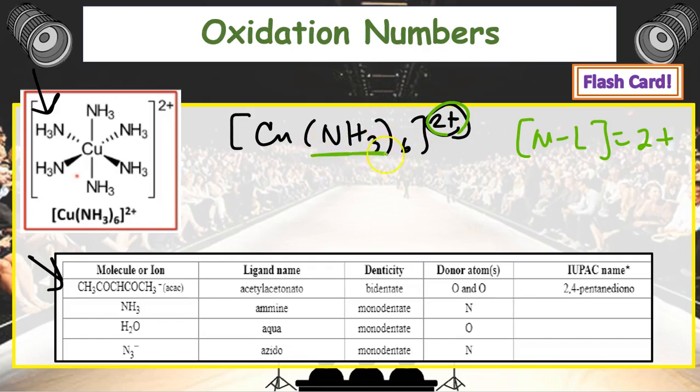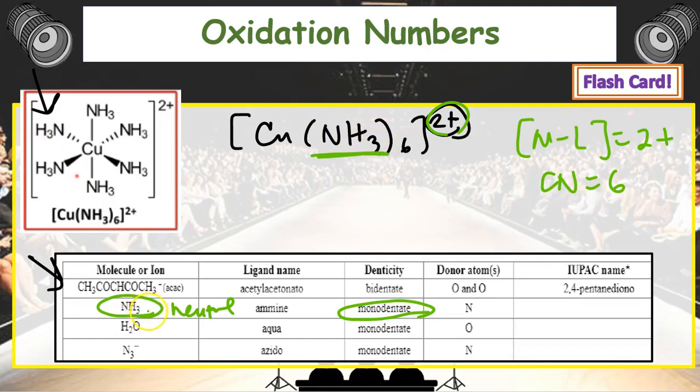Next, we're going to locate our ligand. You see we have NH3. Then we're going to locate our ligand on our table. So we have NH3. As you can see, it's neutral, it has no charge, and it's monodentate. So we can say our coordination number is going to equal 6 because there's 6 and they're all monodentate. So 6 times 1 is going to equal 6.